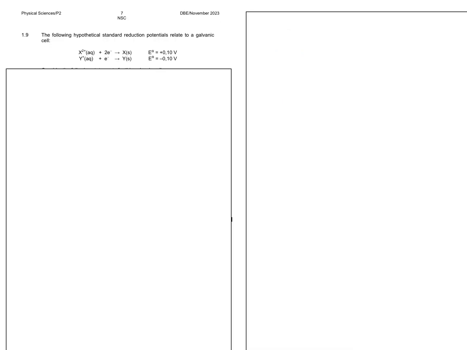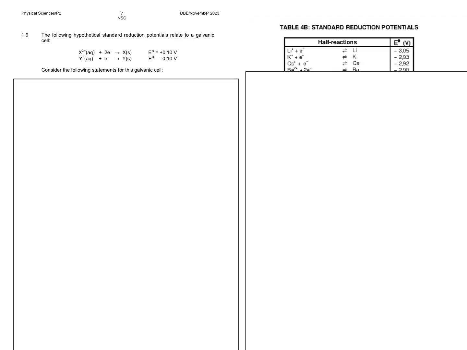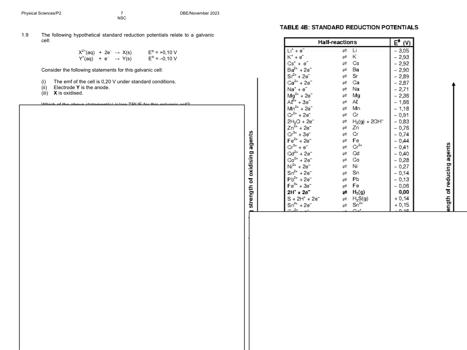Okay, so 1.9 is on galvanic cells, which is normally question 8 in the paper. It says, consider the following statements for this galvanic cell. So now I just brought one of these here. If you can see, if you use table 4b, it's always top right, bottom left. The anode is on top and the cathode is at the bottom when you're doing galvanic. So top right, bottom left. And now for this galvanic cell, they want you to consider the following statements.